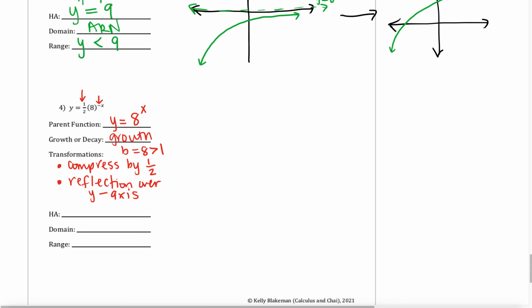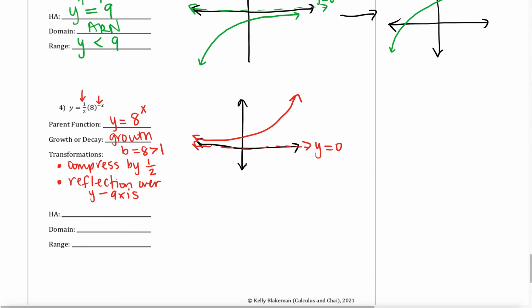Let's draw the original parent function here. Again, this is just a rough sketch of it. So we have that horizontal asymptote that every parent function has starting at y equals 0. Since we have a growth, I'm starting from really close to the asymptote and growing away from it over time. Now, our first transformation is going to compress this by 1/2. That's just shrinking the graph down. It means the steepness of it is going to take more time to grow over time. That doesn't move the horizontal asymptote.